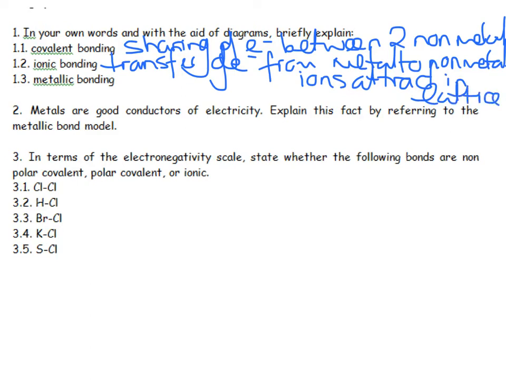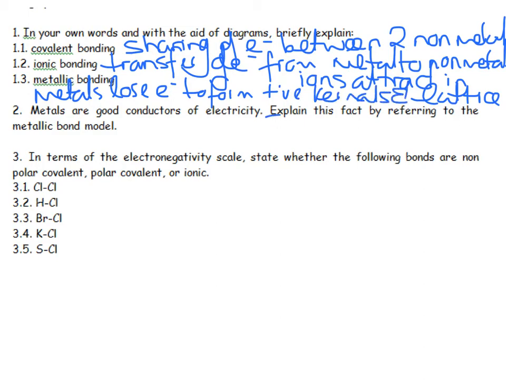And finally, metallic bonding is metals lose electrons to form kernels, positive kernels, and a sea of delocalized electrons.